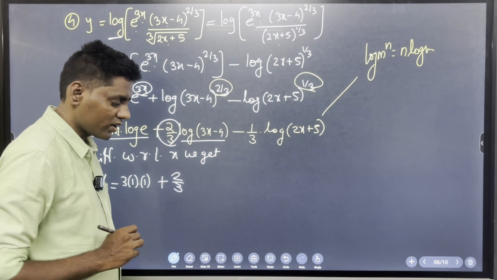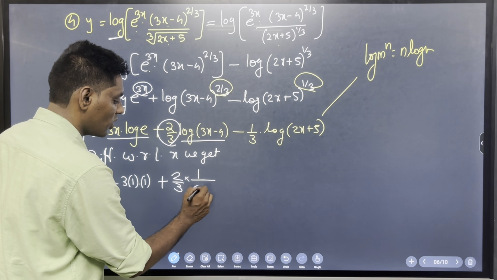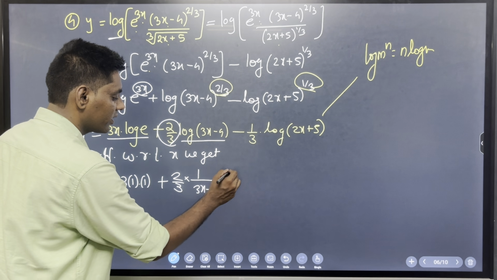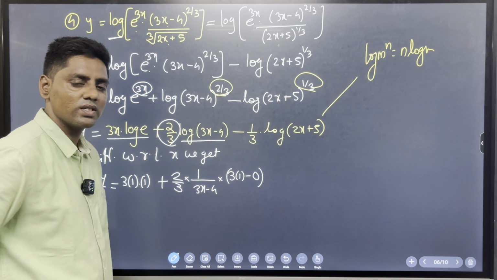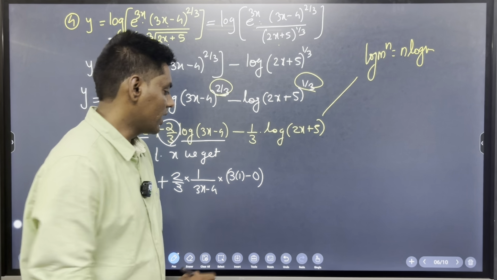Here the function is log, and remember the derivative of log is 1 upon 3x minus 4. Again take the derivative of 3x minus 4. 3 is as it is, the derivative of x is 1, and the constant 4 is 0. And last, now 1/3 is as it is. This is the function constant, and log x is the term.